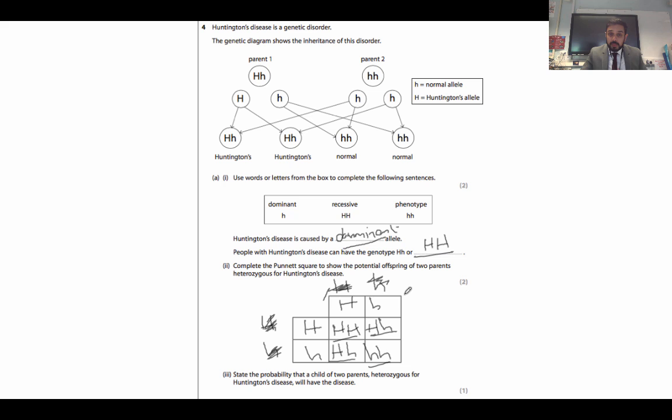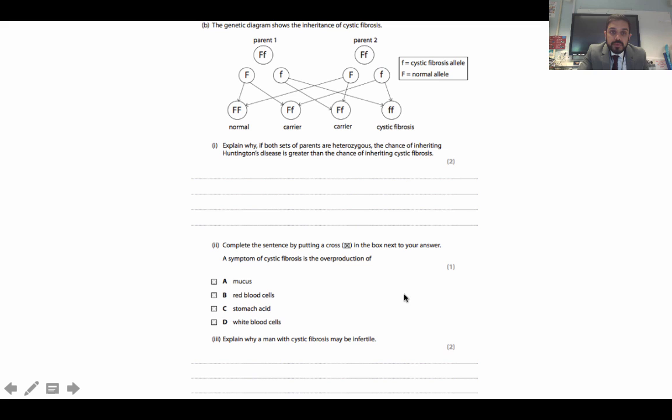Okay. Explain why if both sets of parents are heterozygous, the chance of inheriting Huntington's is greater than the chance of inheriting cystic fibrosis. Now, the reason is, what I've just mentioned, cystic fibrosis, look at it here, is on the recessive allele. So cystic fibrosis, we'll go back to that in a second, in fact. Let's have a quick look.